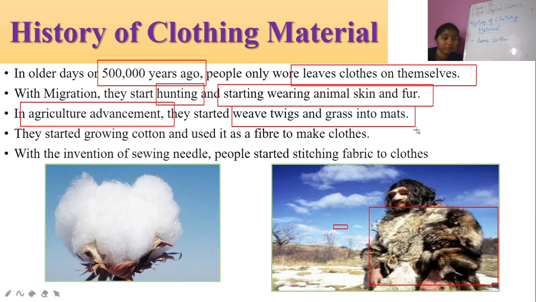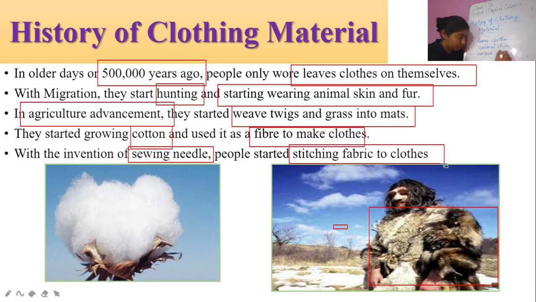They started stitching. If we want to stitch cloth, we use our sewing machine. That way we came to know that our clothes are stitched. So basically this is a history. Firstly we had leaf clothes, then animal skin, then we came to know how to weave clothes, then we came to know about fibers, and then the clothes we are wearing made of different fabric. So this is the history of clothing material, students.